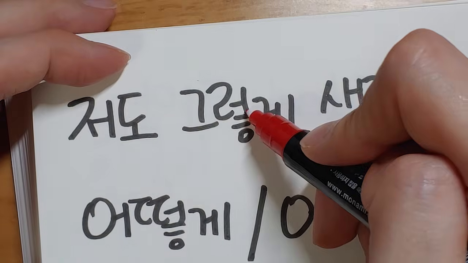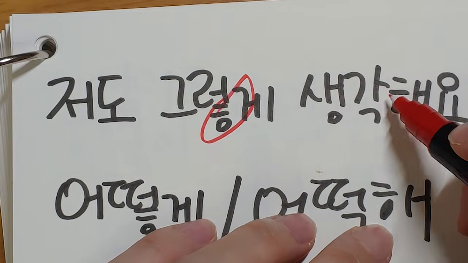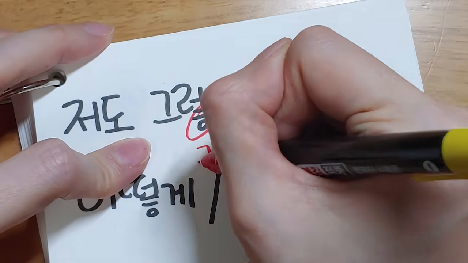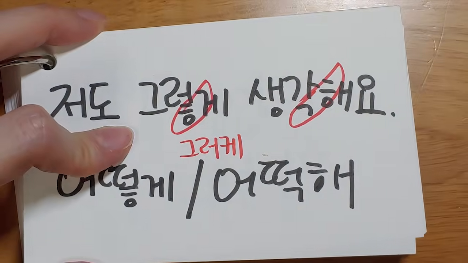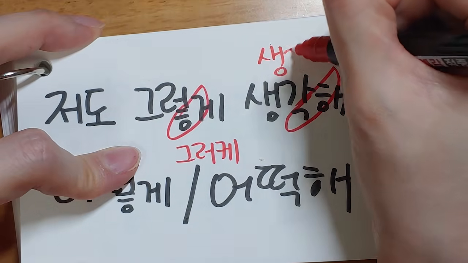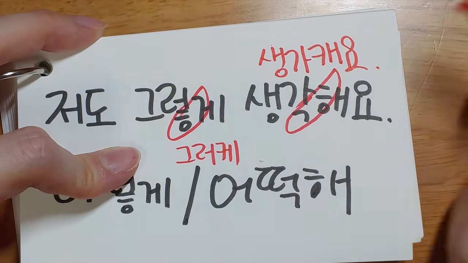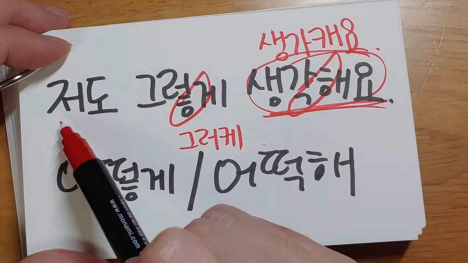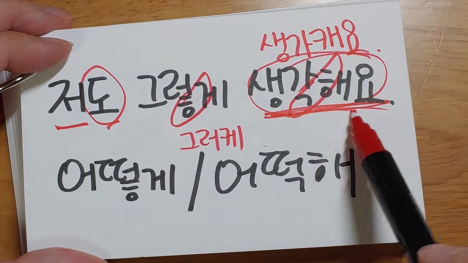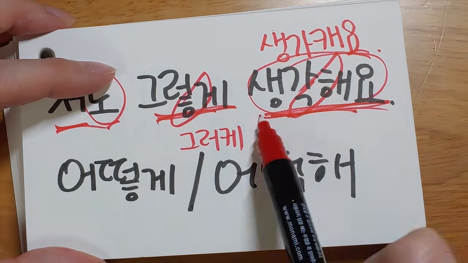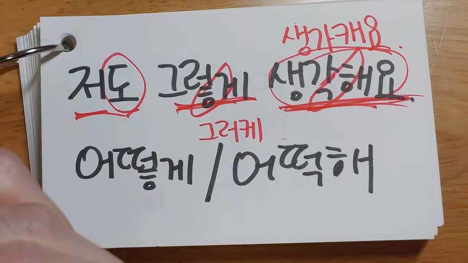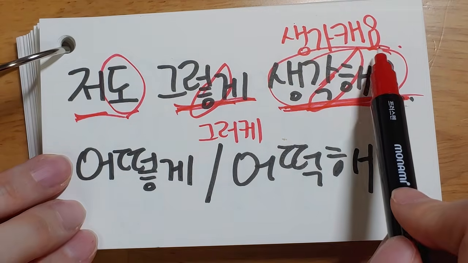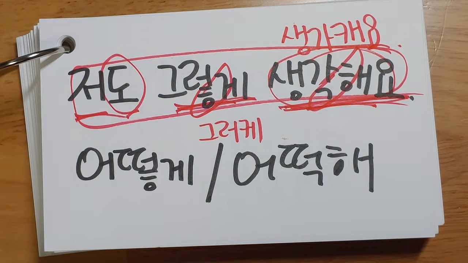저도. Can you guys try reading this yourself before I give you the correct answer? 저도 그렇게 생각해요. 저도 그렇게 생각해요. So 생각해요 means think, right? So I as well think like that. 저도 그렇게 생각해요. And this is a colloquial expression that you guys can remember when you want to say I agree with you. I think like that too. I agree with you. 저도 그렇게 생각해요.